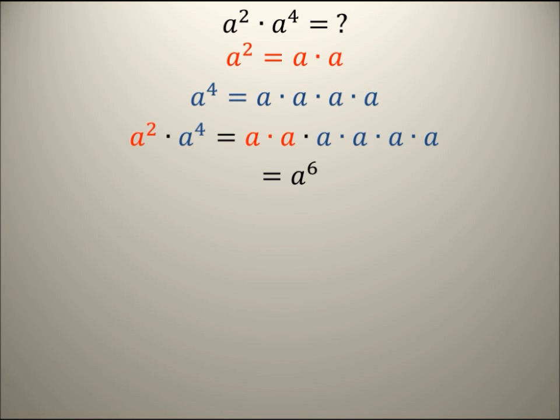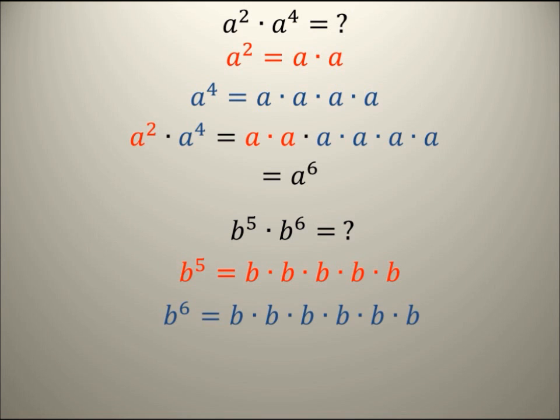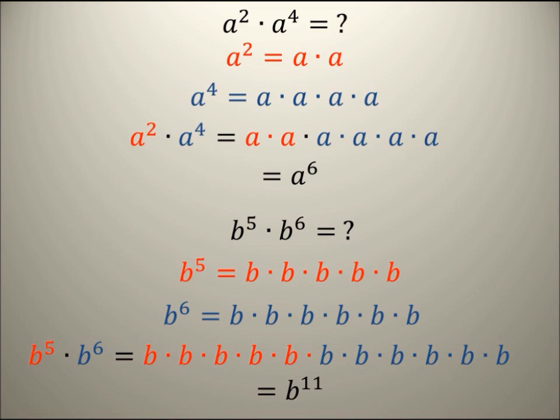Nice and easy. Moving on, let's take another example. b to the power 5 times b to the power 6. We'll do the exact same thing. First, we'll write out b to the power 5 in longhand form. Take b to the power 6, do the exact same thing, substitute those in, and if you count all the b's, you'll find we have 11 b's all multiplied together, which gives us b to the power 11.